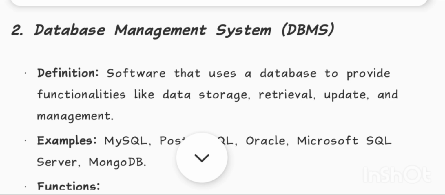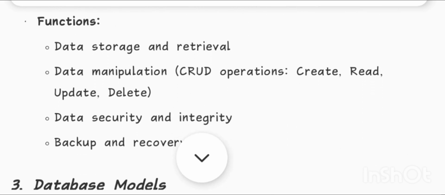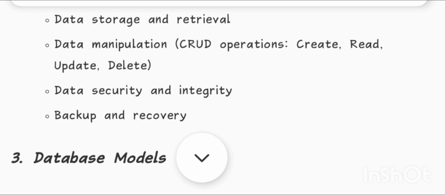2. Database management system. Definition: software that uses a database to provide functionalities like data storage, retrieval, update, and management. Examples: MySQL, PostgreSQL, Oracle, Microsoft SQL Server, MongoDB. Functions: data storage and retrieval, data manipulation, CRUD operations, create, read, update, delete, data security and integrity, backup and recovery.